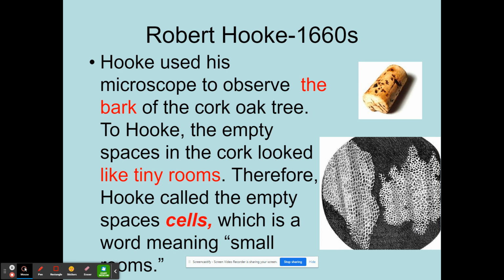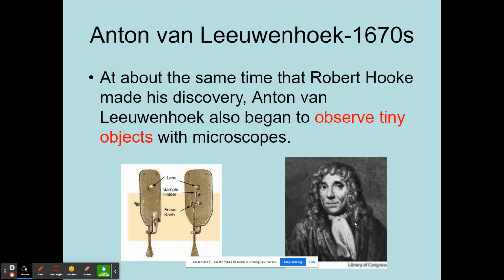He said those tiny spaces looked like little tiny rooms, and it reminded him of a jail cell. So he started calling them cells, and the meaning of the word cell is small room. I think that's really cool for you to get that reference point. Robert Hooke, yes, used a microscope in the 1660s, but more importantly he coined the term cell that you hear so much in our 8th grade science classes.